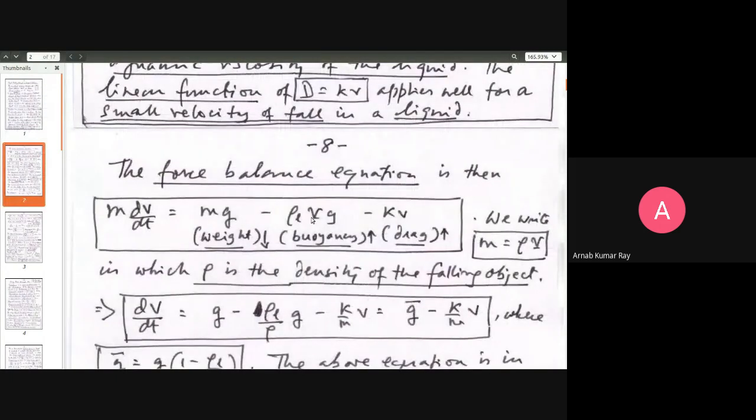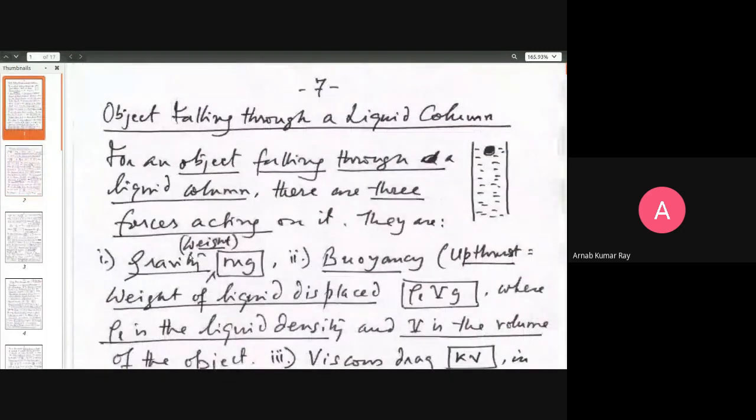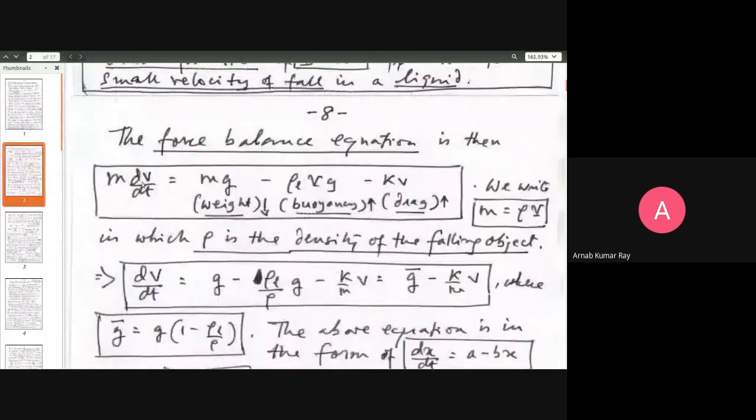Just on this one last point, I shall end. So the force balance equation will be: net force is mass into acceleration, m dv/dt, that is the weight, downward force; buoyancy, upward force; drag, upward force. Anyway, I shall end here.